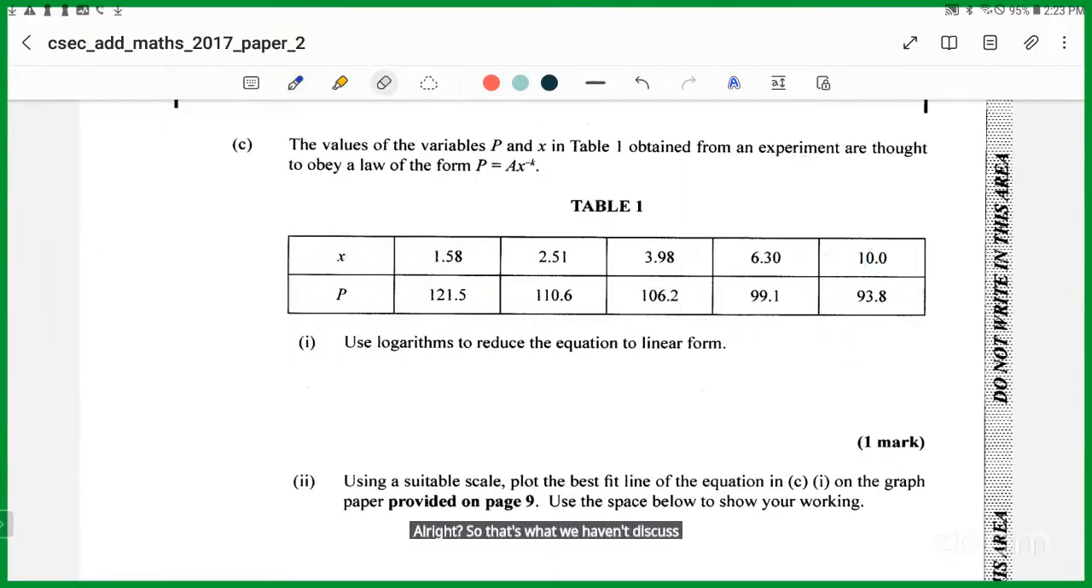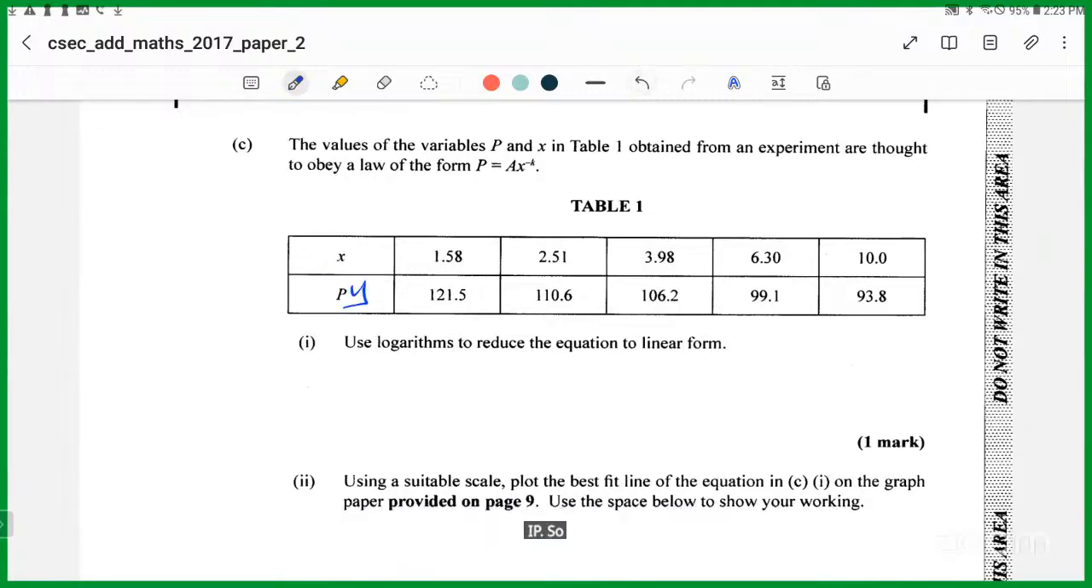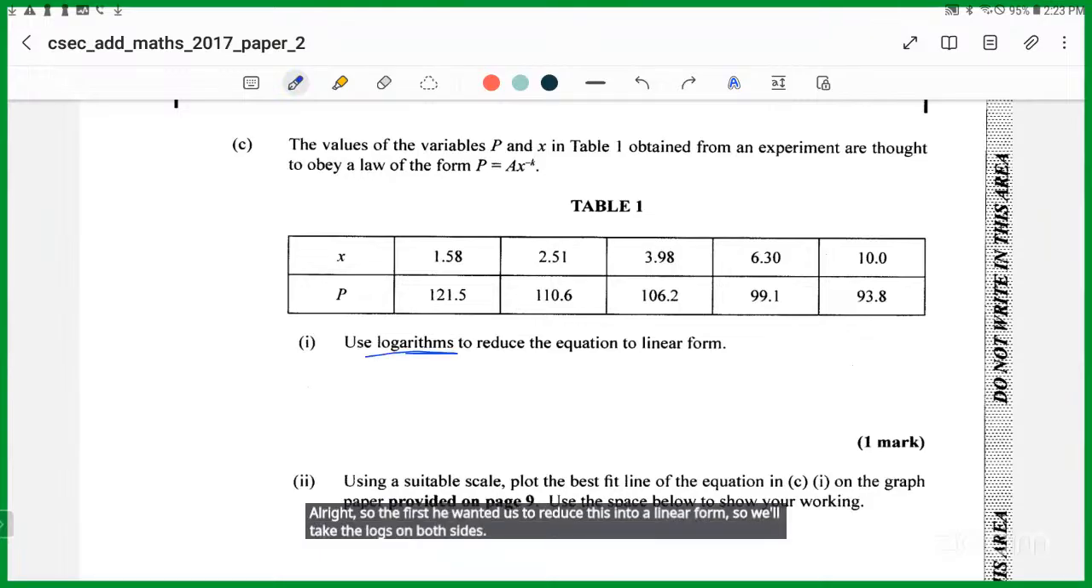So let's go. But remember, we're working with x and p. So this p is like a y normally, right? But they give us p, no problem. All right, so the first thing we want is to reduce this into a linear form. So we have to take logs of both sides. All right, it tells us, it says use logs.